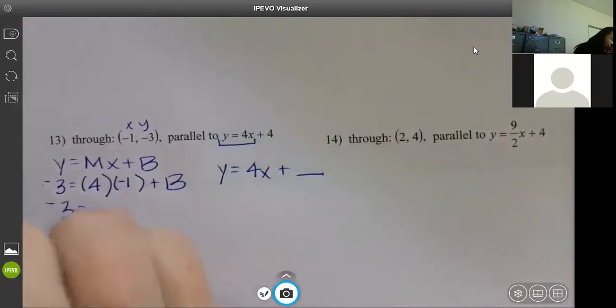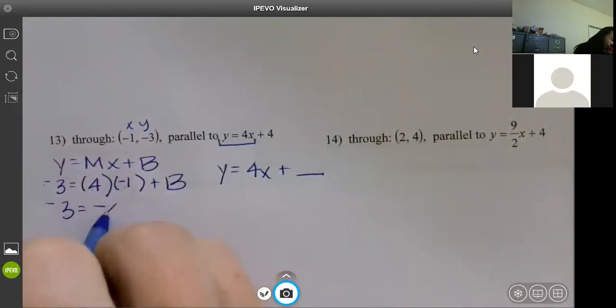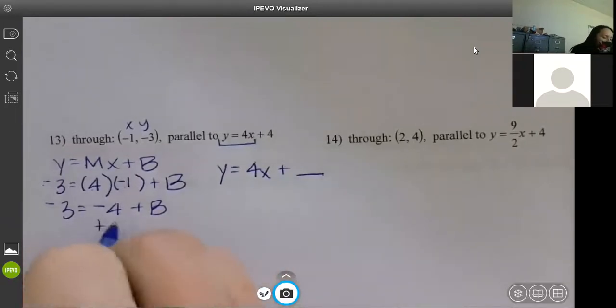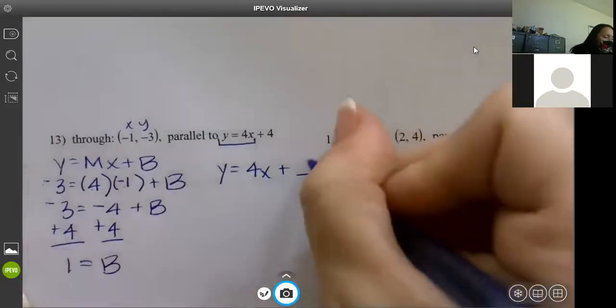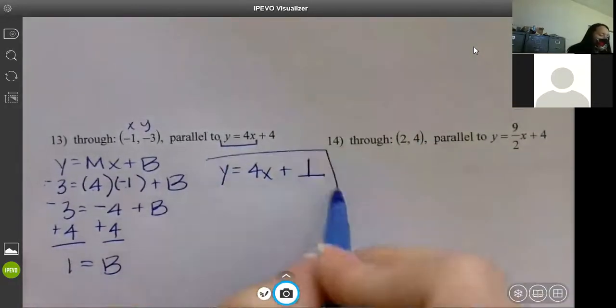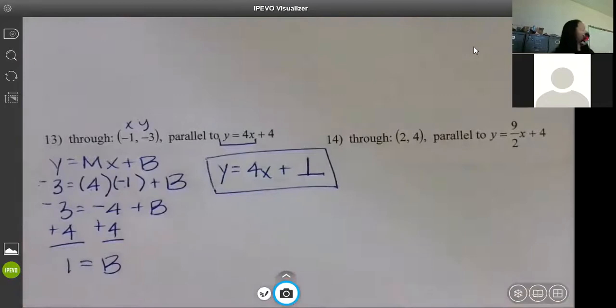We get negative 3 equals 4 times negative 1, which is negative 4. And then to get rid of negative 4, you add 4. 4 minus 3 is 1. Use your calculator as much as you want to. Use your scrap paper. That number goes in your blank. That's what's going in EDIA.